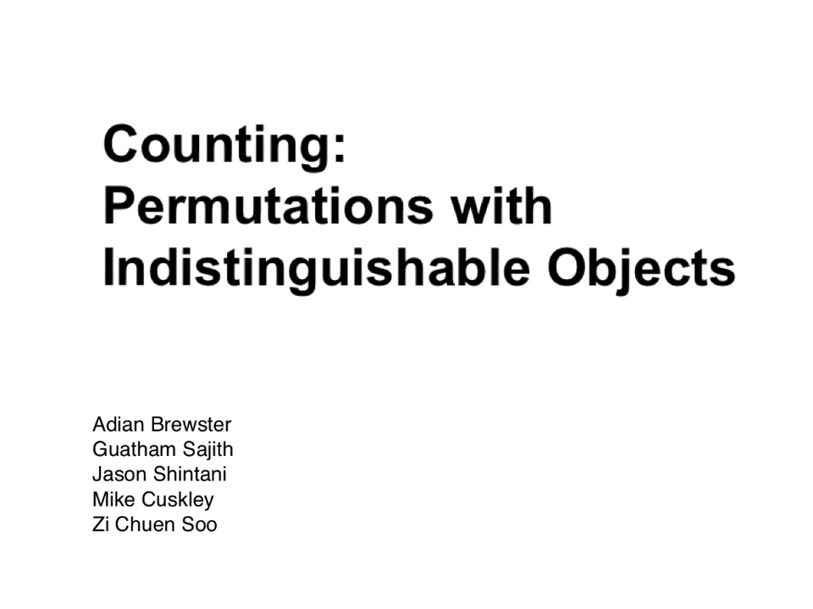Hey, this is Group B23 from EECS 203 at the University of Michigan, and today we're going to be explaining to you guys permutations with indistinguishable objects.